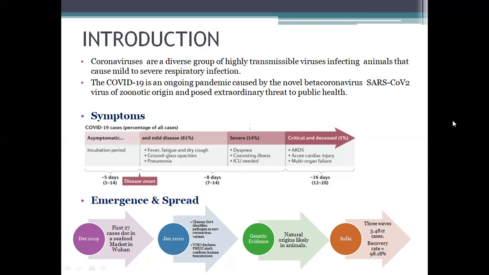In the first quarter of 2020, the viral infections had also reached India. It has occurred in 3 waves so far. 3.6 crore cases have occurred, and the recovery rate remains close to 98.18%.